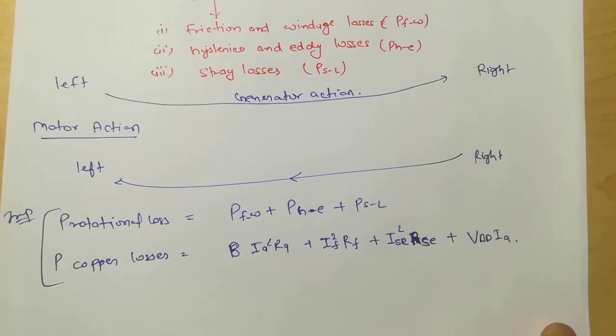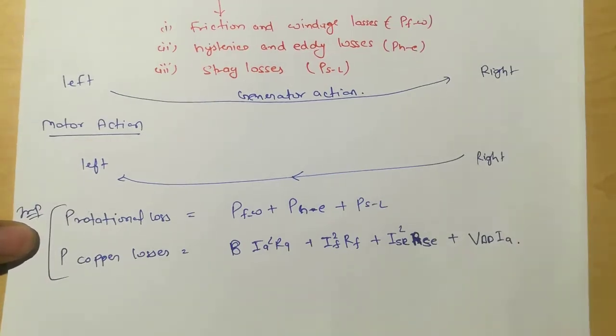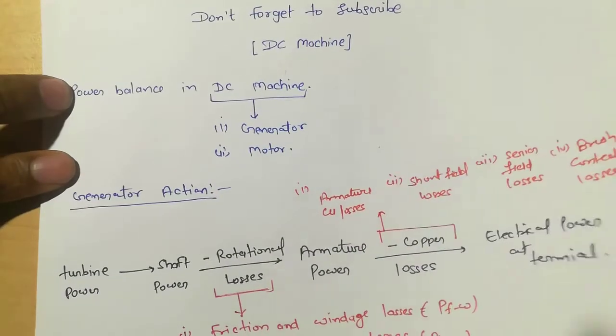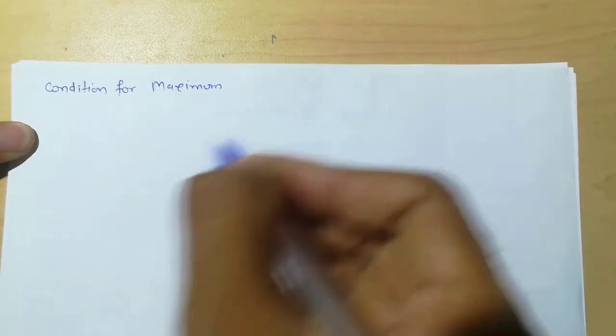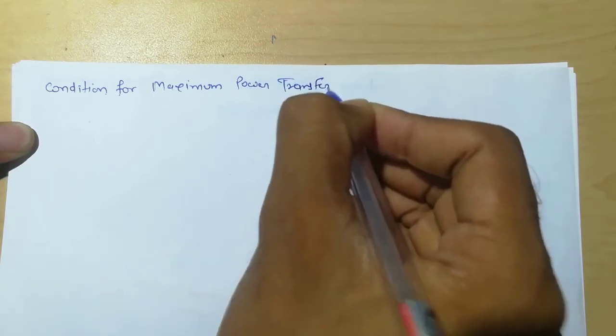Now talking about the maximum power condition in DC machine. For the maximum power condition, we will take an example of the separately excited generator. In the next page, we will discuss the next topic, the condition for maximum power transfer in DC machine.